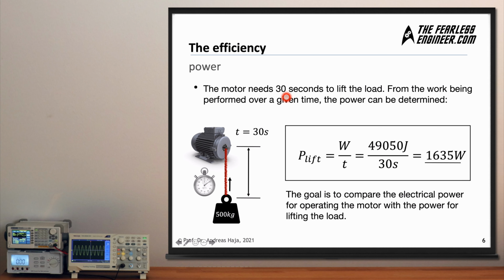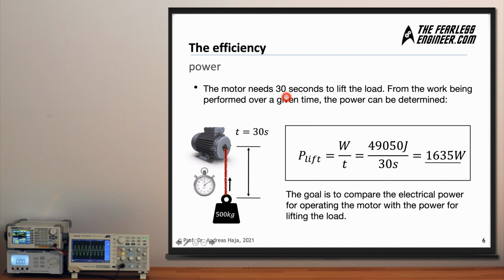Now that we know the energy needed to lift this weight to the height of 10 meters, we need to take a look at the time it took the motor to do this. Because when we talk about energy conversion efficiency, we can do two things. We can either use the energies only, or we can also look at the power needed to perform a certain amount of work. Both are very similar and they are related over the time t.